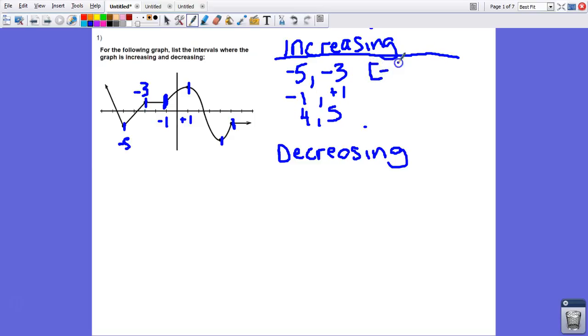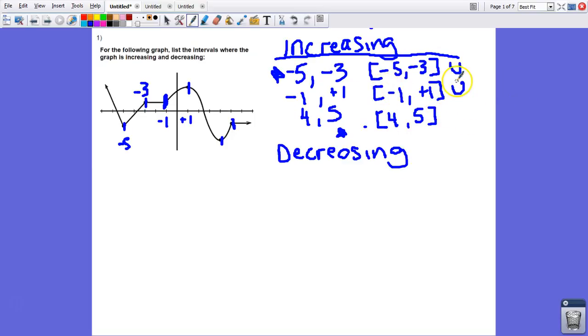Okay, now if you want to write that in interval notation, you would say it is increasing from -5 to -3, union, and always in order from the lowest x value, that's why I put -5 first, to the highest, which is +5 here, right? Union with -1 to +1, union with 4 to 5. And that's how you'd write it in interval notation, with the square bracket, because it can actually be those points. But if you just want to write it over here like this, that's fine too.